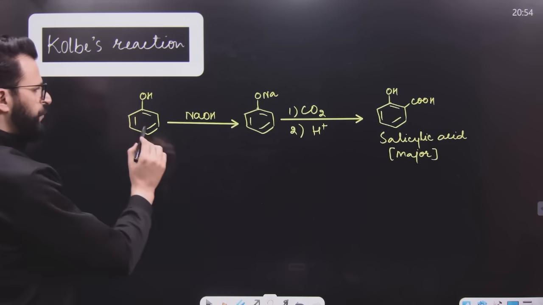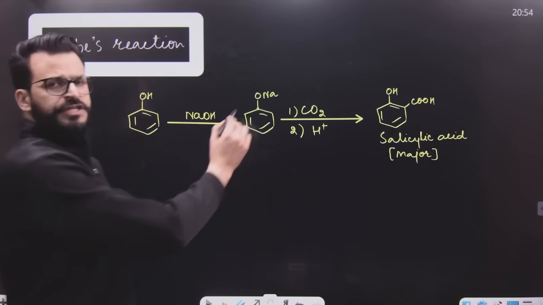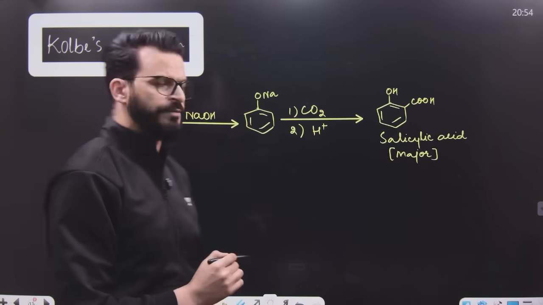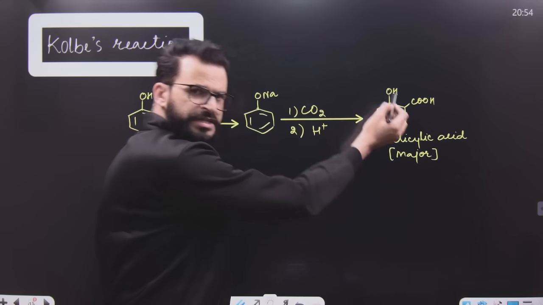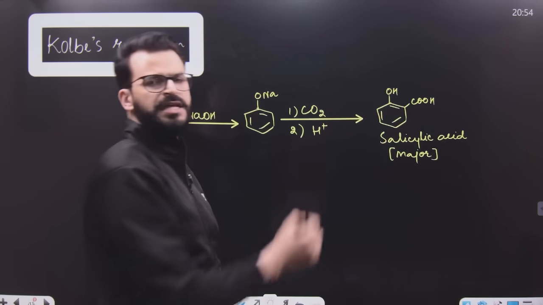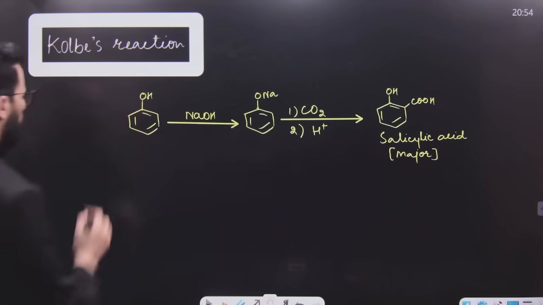After that, whenever phenol is treated with sodium hydroxide, it first results in the formation of sodium salt of phenol, which on treatment with carbon dioxide followed by acidification results in the formation of salicylic acid as major product. Reaction is known as Kolbe's reaction.